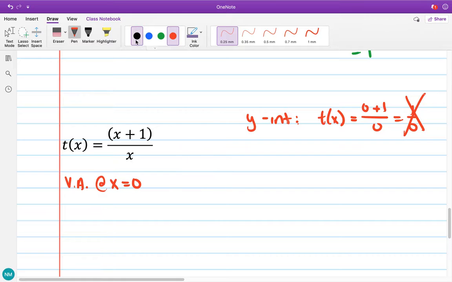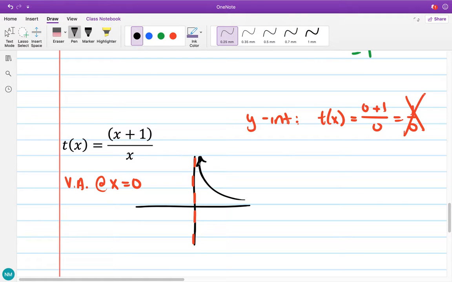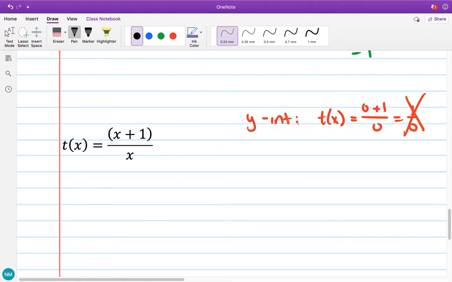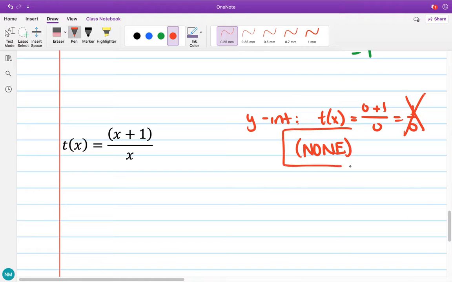meaning that when I graph this, I'm going to have something that looks something like, whatever, like the reciprocal function. It's getting closer and closer and closer to the y-axis, but it never crosses it, so therefore there is no y-intercept. So the answer is none. There is no y-intercept. It's also possible that there's no x-intercept. That would be if there's no x in the numerator. If it was like 1 over x, like our reciprocal function, there's no x-intercept.